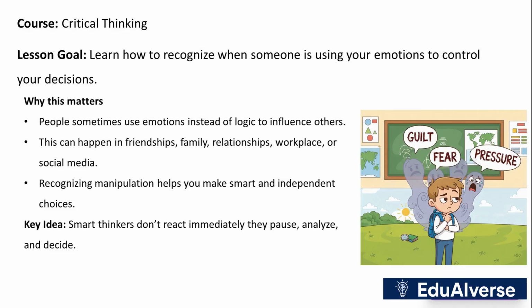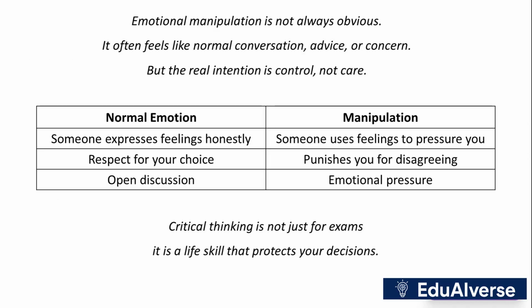This happens everywhere: friendships, family, social media, workplace. Key idea: smart thinkers don't react immediately, they pause, analyze, and decide. Example: if someone pressures you to lend money quickly, don't answer immediately. Think first. Emotional manipulation is often subtle, masquerading as normal conversation or concern.